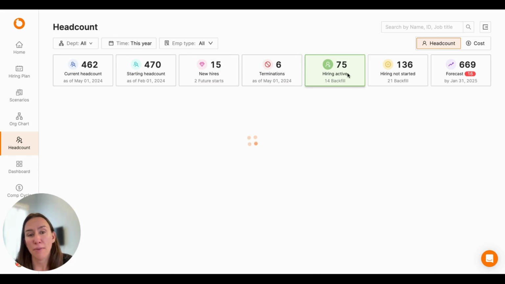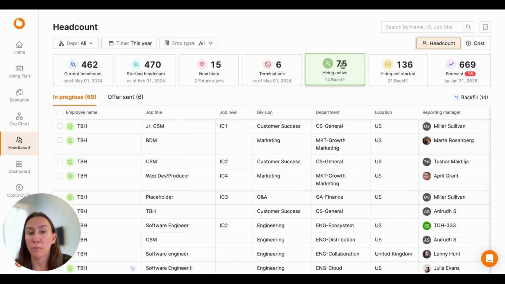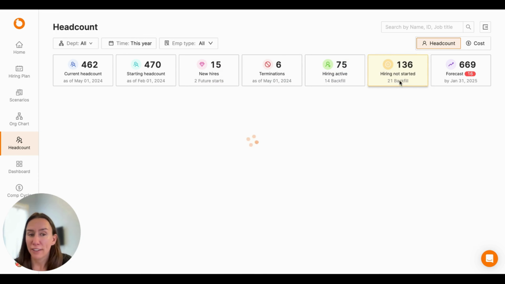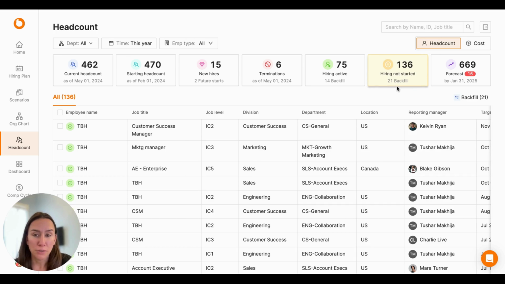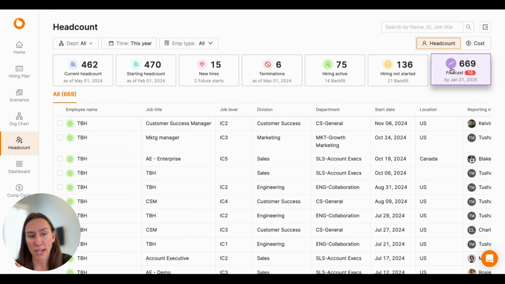Hiring active, this is coming directly from your ATS. This is the number of roles that your talent team is currently working on filling. We have hiring not started. These are the roles that are approved and budgeted for on the hiring plan, just haven't yet been prioritized by the talent team. And then lastly, we have your forecast.